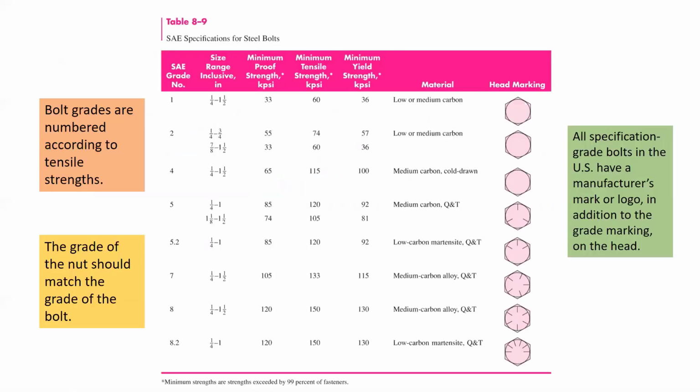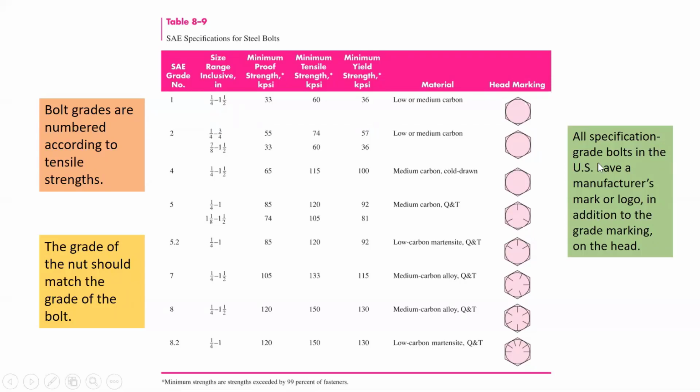Table 8.9 shows SAE specifications for steel bolts. Bolt grades are numbered according to the tensile strength. So here down this column is the bolt grade. And then also the grade of the nut should match the grade of the bolt.